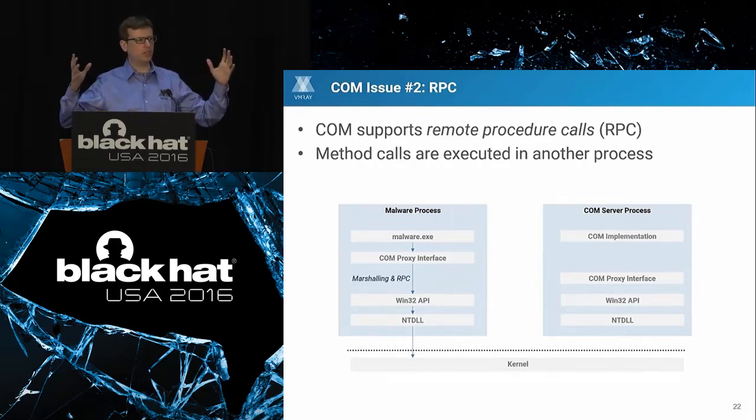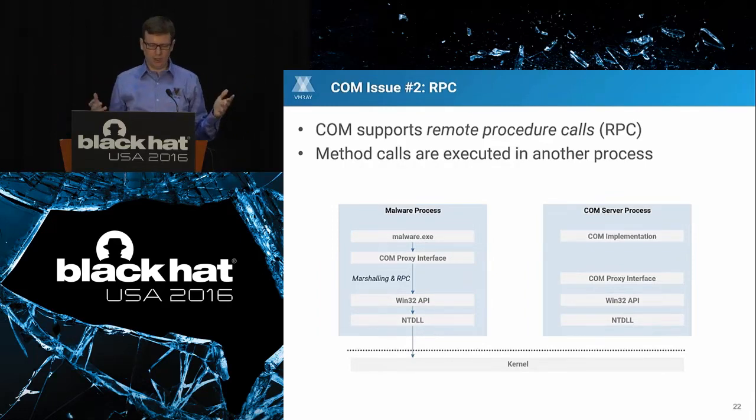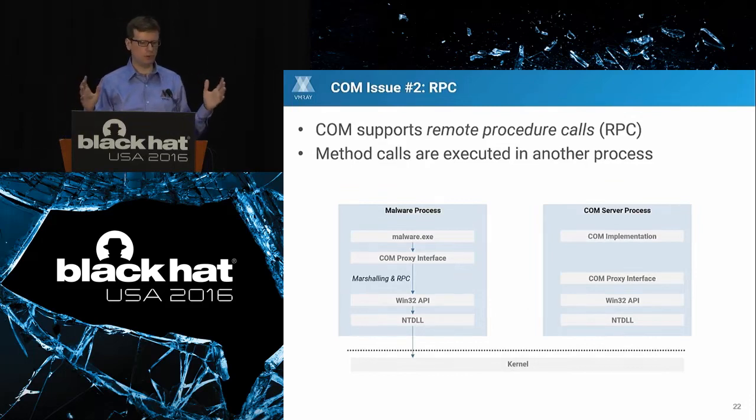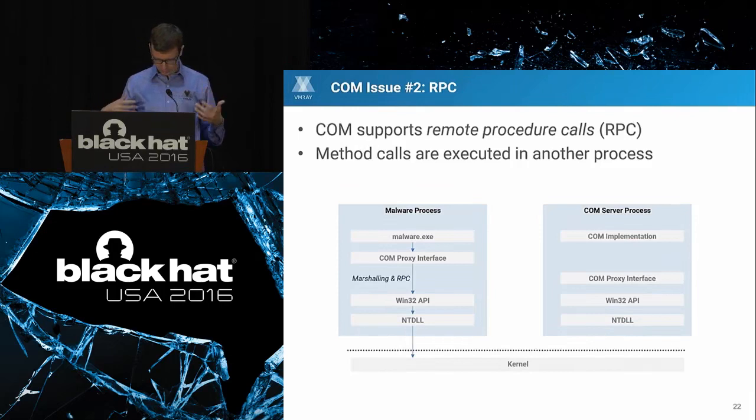So all of that is marshaled into a big blob of binary data using some internal format. And then that big blob of data is sent to the COM server process that should handle it using an RPC. Yeah? So RPC is a mechanism provided by the Windows operating system. So an RPC function will be called that will go through these layers to the kernel.